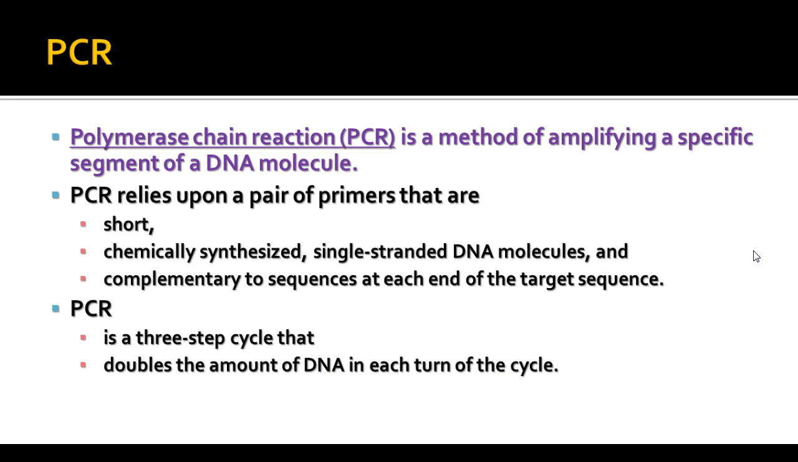So we're going to use a method called PCR, which stands for polymerase chain reaction, to amplify or enlarge a segment of DNA molecule. PCR is kind of like a copy machine for DNA. And so we're going to use a couple of different kinds of chemicals with it. We're going to have some primers that are short single-stranded DNA molecules that are complementary to the ends of the target sequence that we're looking for. And then we're going to run it through this three-step cycle, that every time you run it, it doubles the amount of DNA. So let's look how it works.